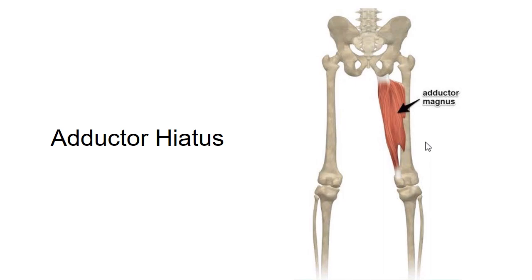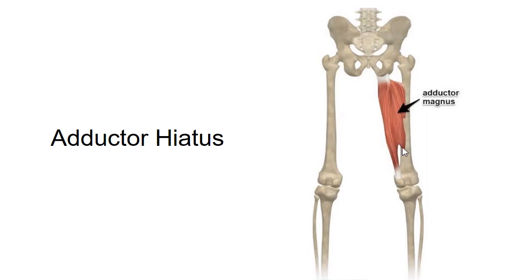Now let's talk about adductor hiatus. Hiatus means opening. So adductor hiatus is an opening or aperture between the aponeurotic distal attachment of the adductor part of adductor magnus and hamstring part of adductor magnus muscle. This gap or opening is adductor hiatus.